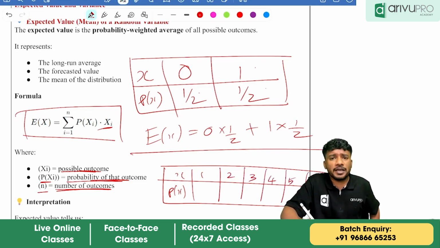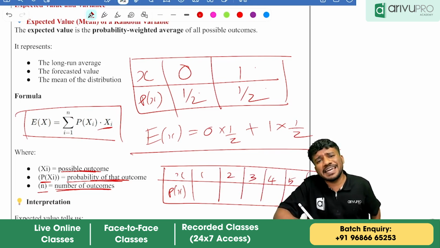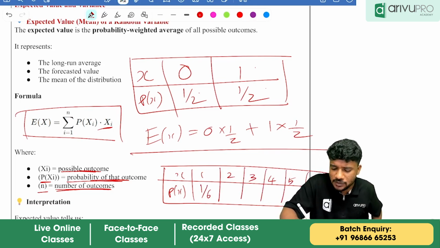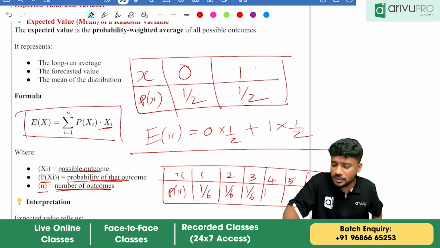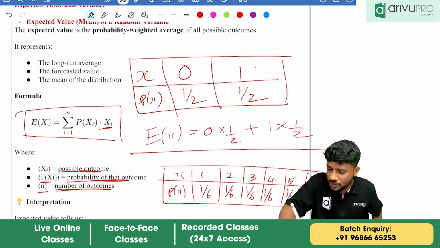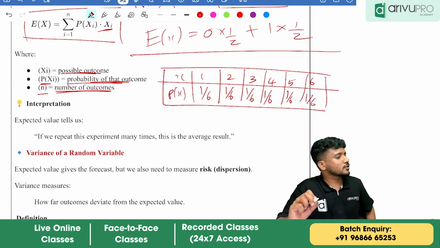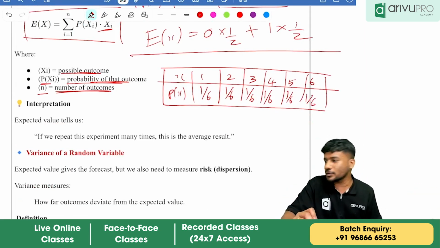Then the corresponding P of x value. What is the probability of getting a 1 while tossing a die? What is the probability of that? That is 1 by 6. Getting a 2 is 1 by 6. Getting a 3 is 1 by 6. 4 is 1 by 6. 5 is 1 by 6. Then 6 is also what? 1 by 6. So the corresponding probabilities are also there.